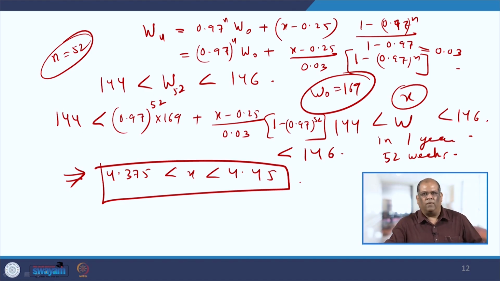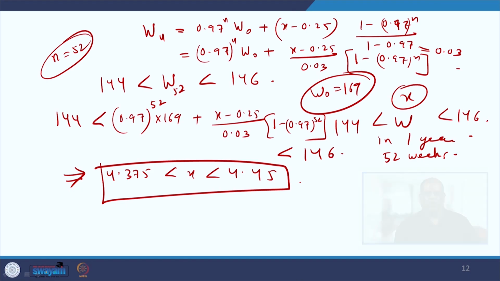So, with this we have an idea of how burning of calories can be calculated or achieved by this simple mathematical model. In my next lecture, we will be talking about the kidney function model.